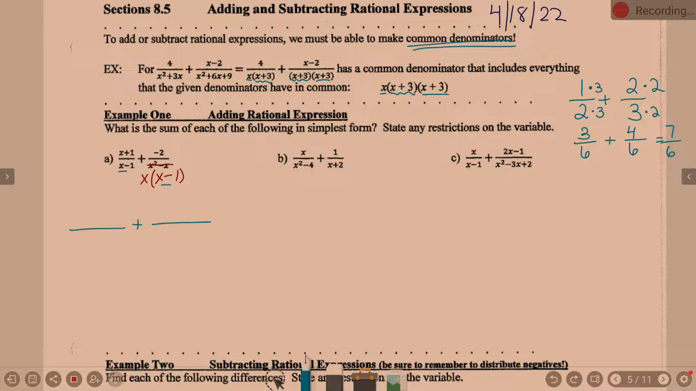Anything else they have in common? It's just the x minus 1, right? Are there any other leftover pieces that weren't in common? There's an x, right? So my common denominator is going to be x times x minus 1. Because there was an x minus 1 in common, I started with anything that's in common. And then there was a leftover x.